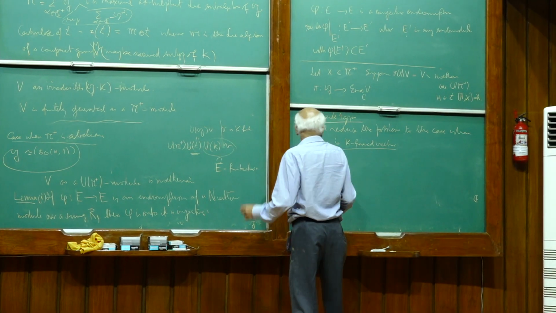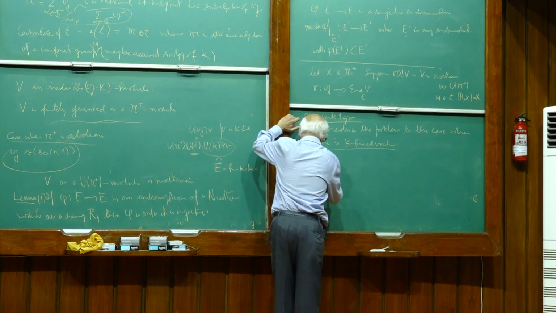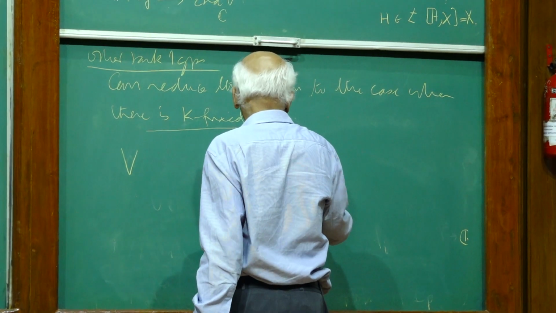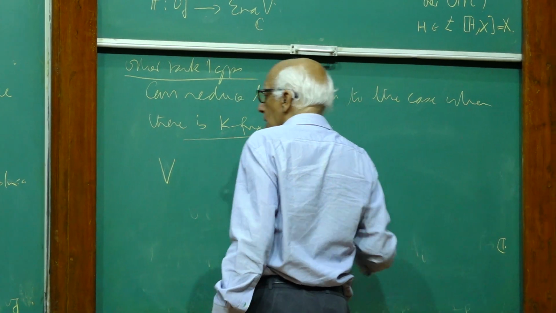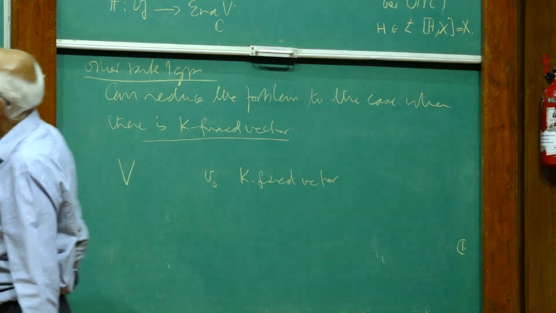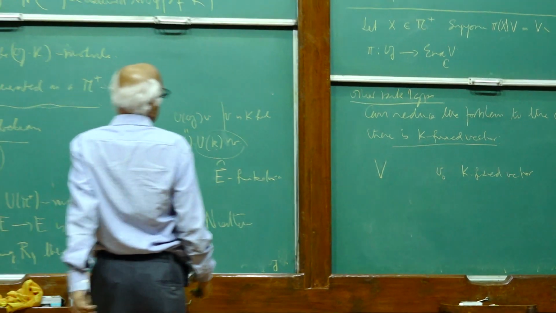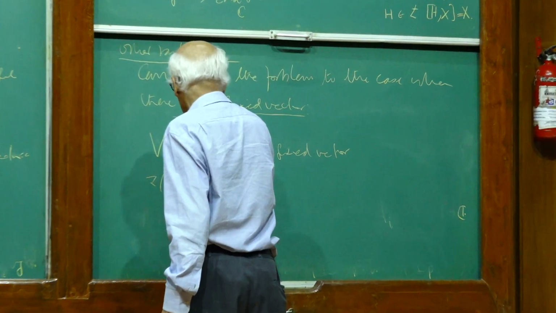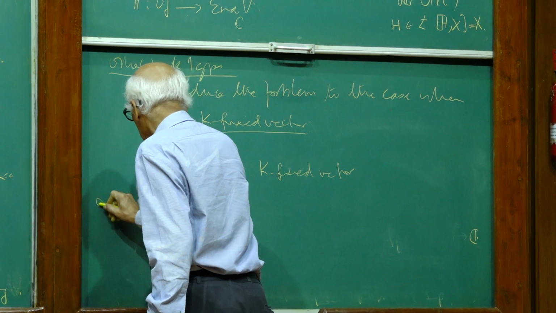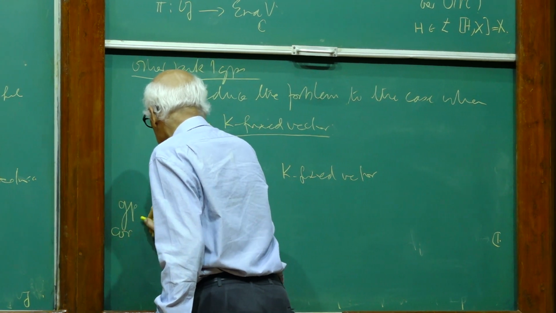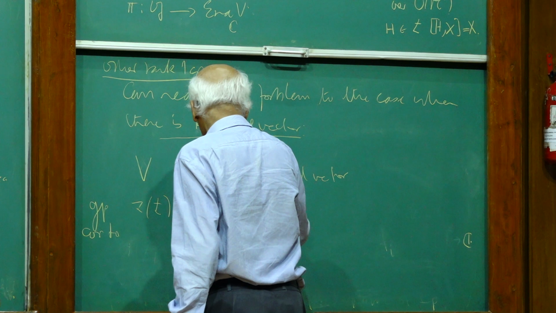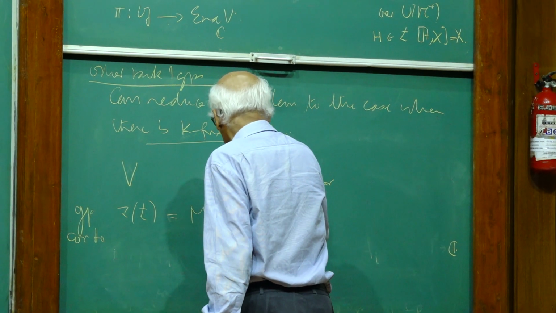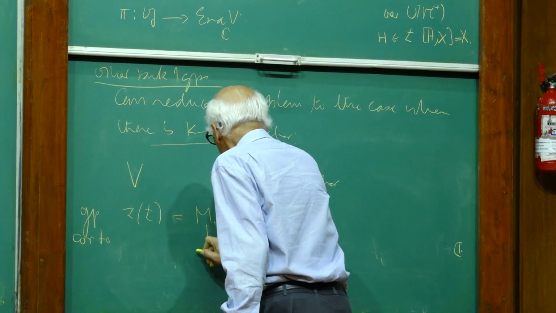So we can reduce the problem to the case where there is a K fixed vector. Now, what I do is the following: you have this module V and you have a K fixed vector V naught. And we had the compact group, which I think I called M. We call that ZT, the group corresponding to the Lie algebra ZT breaks up into M times T, M compact.